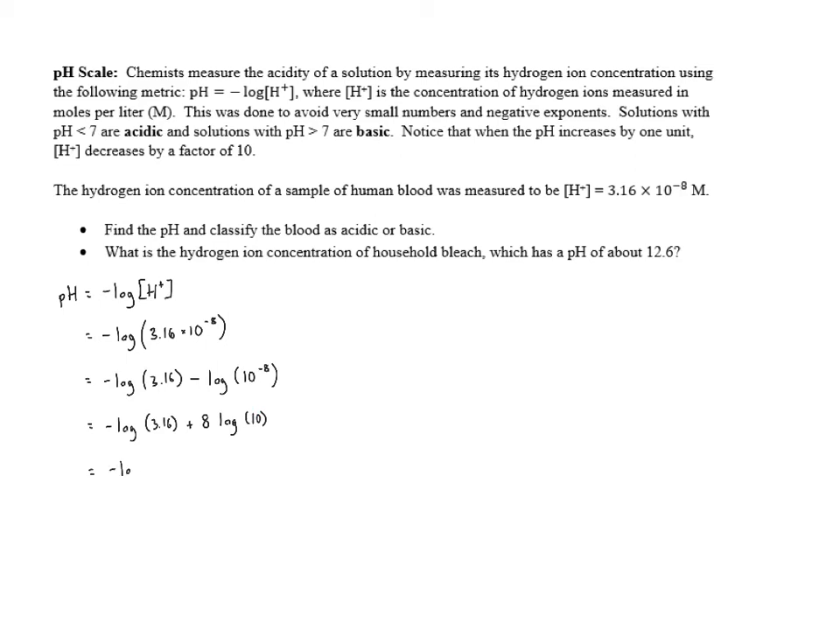So we've got negative log of 3.16 plus 8. And now we can use a scientific calculator to get an approximation of this other logarithm. And when we do that, we end up with a pH of approximately 7.5. So we have found the pH of blood. And when the pH is greater than 7, it's classified as basic. So this blood is basic.